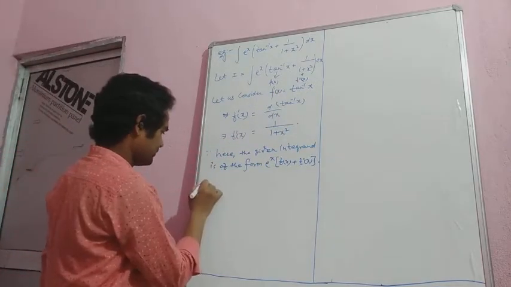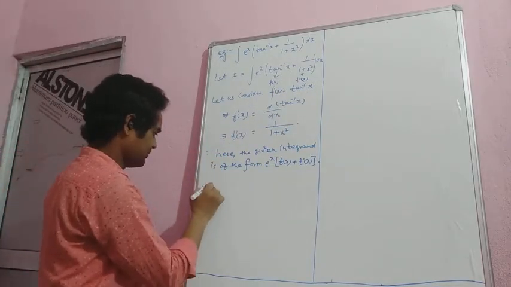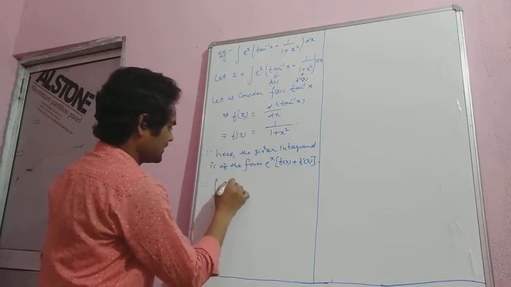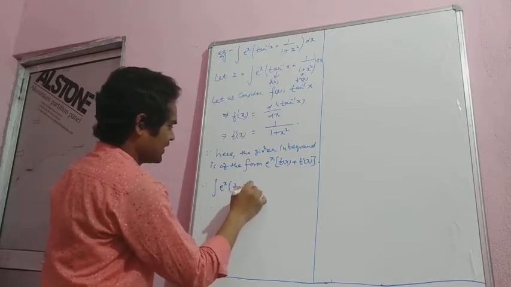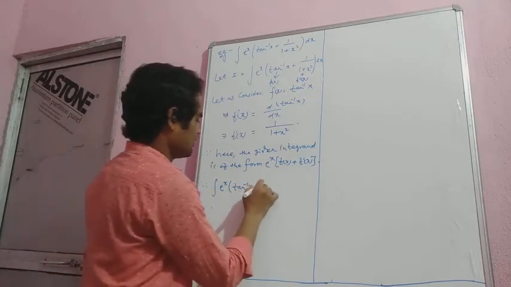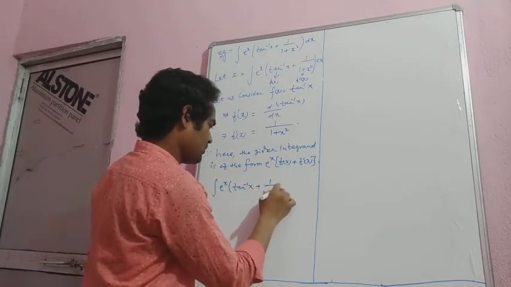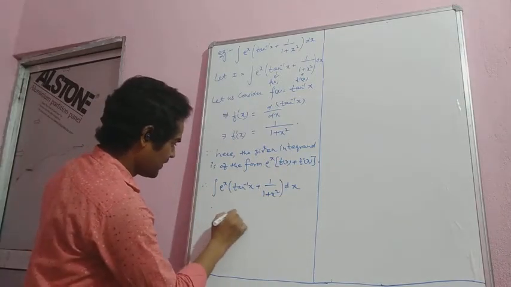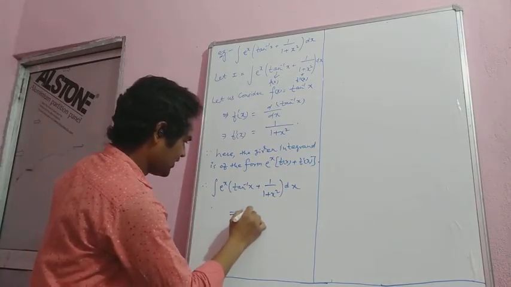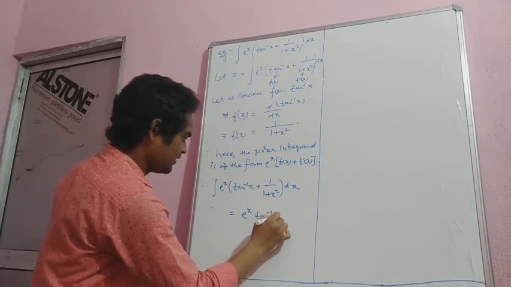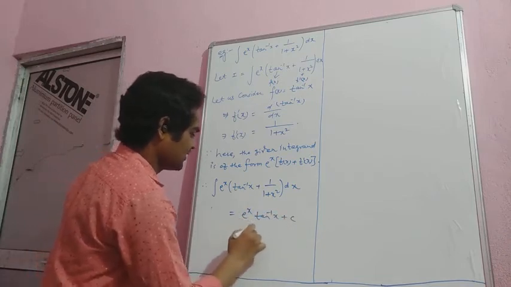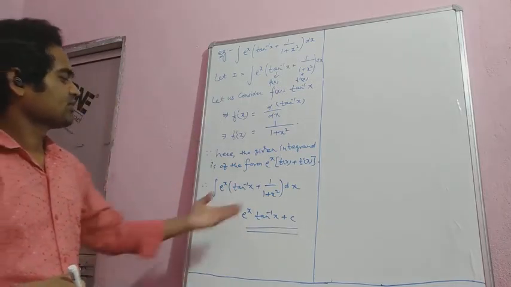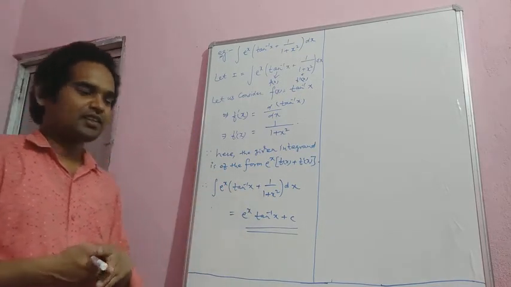Therefore, the integration of e to the power x into tan inverse x plus 1 upon 1 plus x square dx will be e to the power x tan inverse x plus c, which is the required integral.